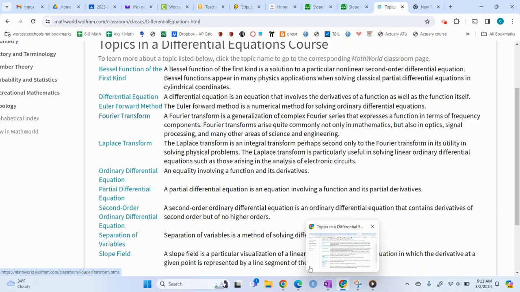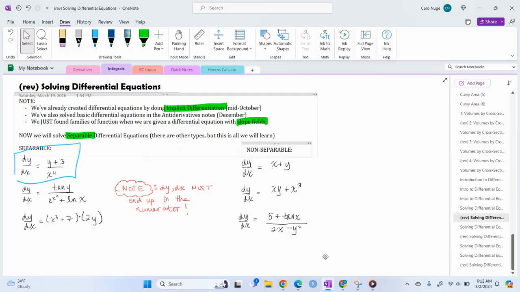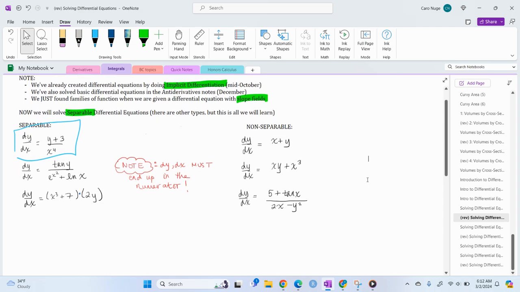We won't do those. We're only going to do separation of variables down here at the bottom. If you take this class in college, there's Euler's method. We are going to be talking about Euler's method, but we're not going to be doing Fourier transforms or Laplace, anything like that. So what we're doing in class is very manageable, and I think you're going to find that it's not too bad what we are doing for the Calc BC curriculum.